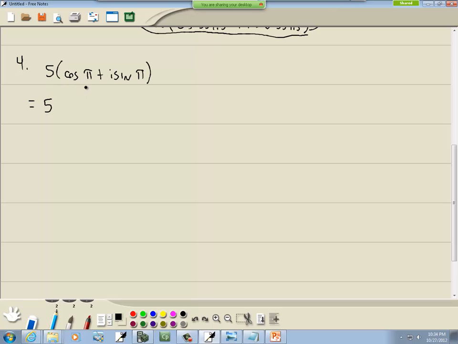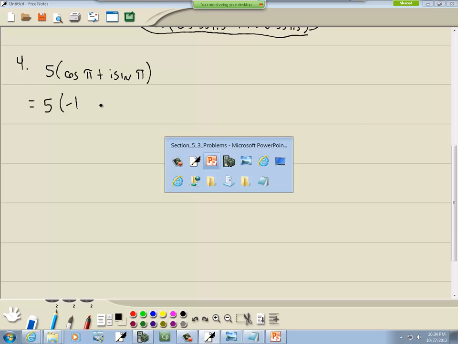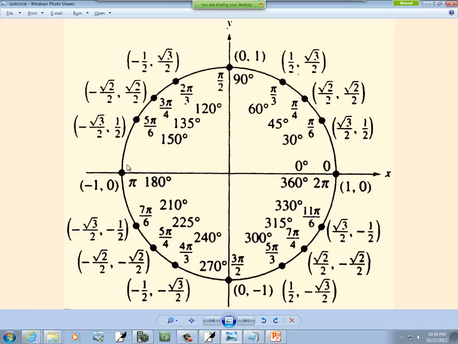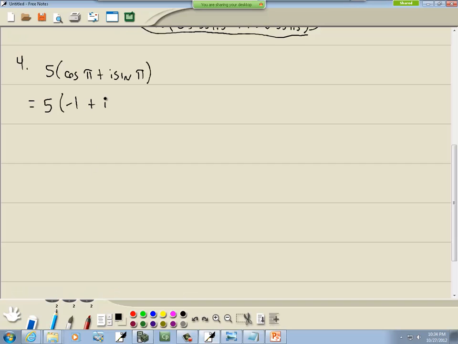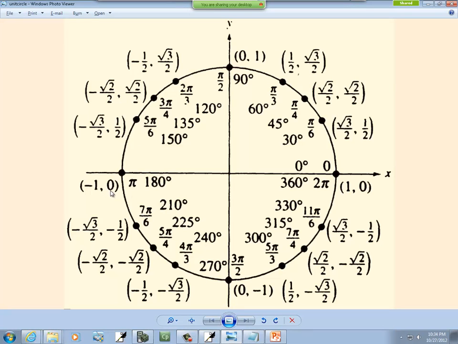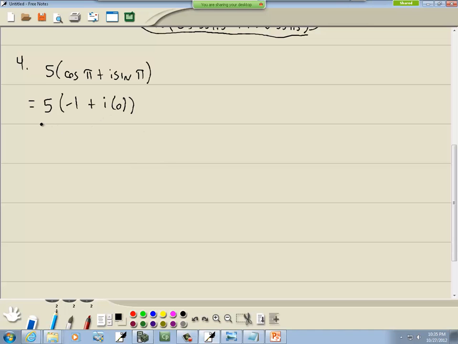Cosine pi, pi is clear over at the 180 degree mark, and cosine is our x part, which is -1. So here's pi, cosine is the -1, plus i times sine. Sine of pi is 0. Again, sine is our y right here. So then we got i times 0 is 0, so it drops away. 5 times -1 is -5. And that's our answer.